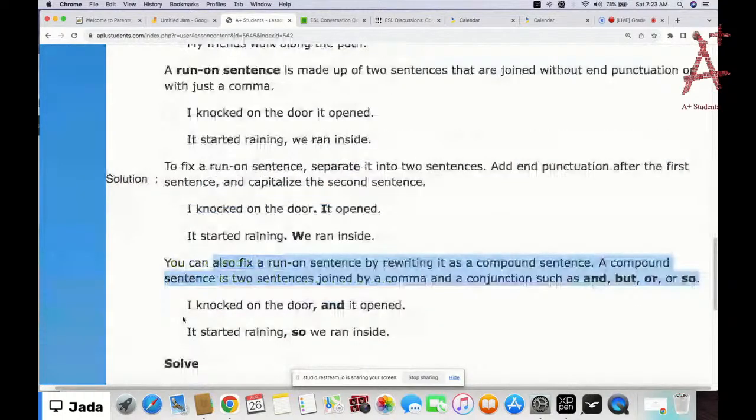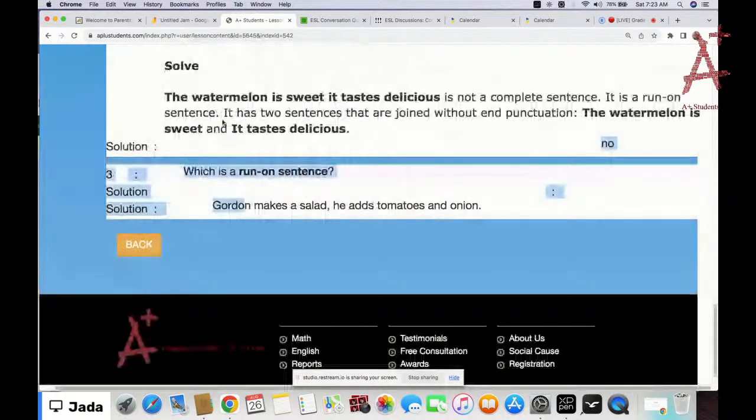All right, so yeah, this sentence has two things joined together. So it has like two sentences joined together. You need to separate it. Okay, so you can put the watermelon is sweet and it tastes delicious, or the watermelon is sweet, you put a period and then it tastes delicious on its own. Okay, so yeah, that's it.